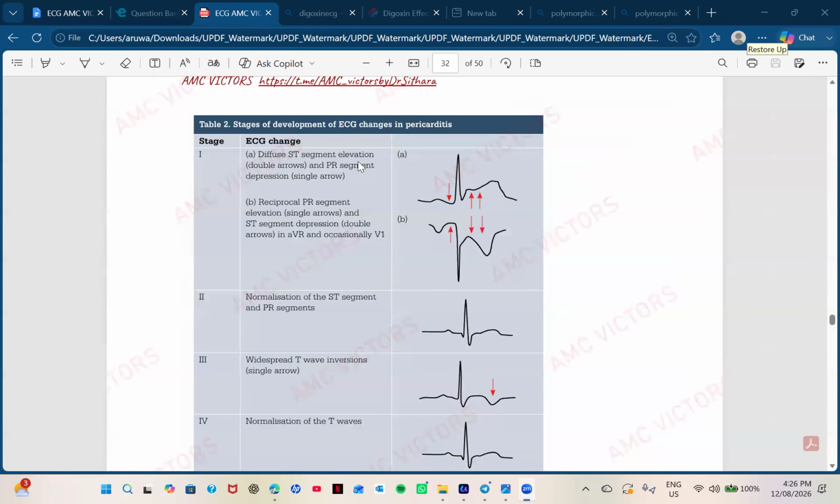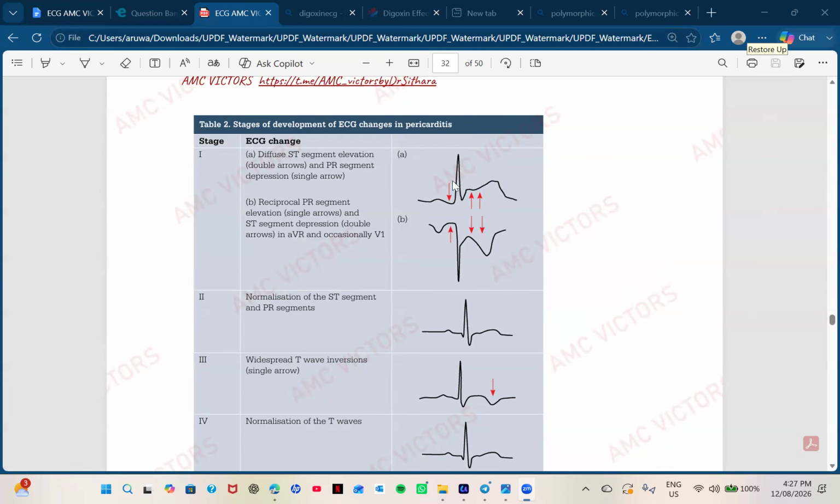Here, diffuse ST segment elevation. You can see the diffuse pattern here, and PR segment depression. The reciprocal change is usually seen in aVR and occasionally in V1. Remember, once you see a pericarditis ECG, think about the reciprocal changes in aVR.